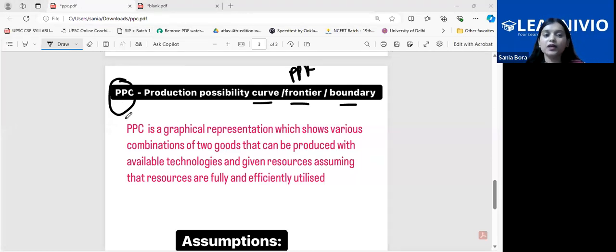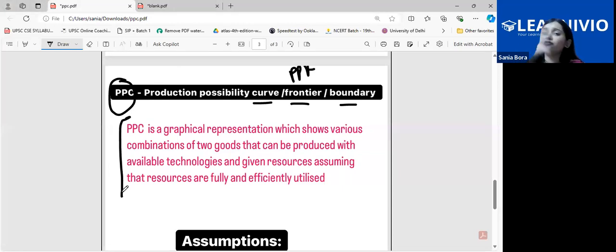Okay. So now PPC is nothing but a graphical representation which shows various combinations of two goods that can be produced with available technology and given resources, assuming that resources are fully and efficiently utilized. So see, you cannot produce everything. So I will give you a combination that okay, Kashika produced this and this. So this is a combination. In a graph, I'll represent these two combinations you can produce, right? Whatever technology and resources you have, you can only produce this.